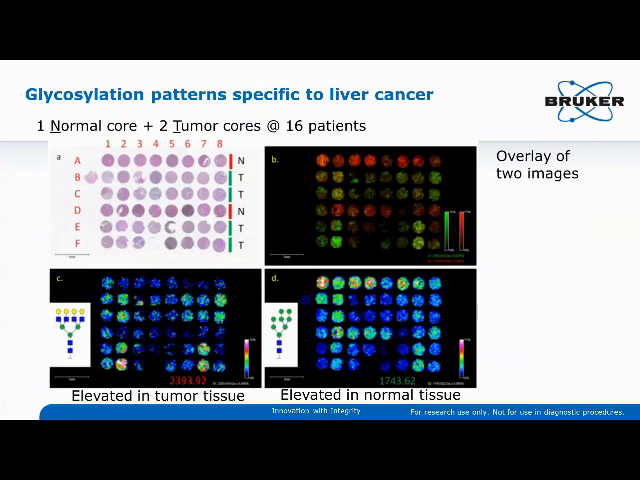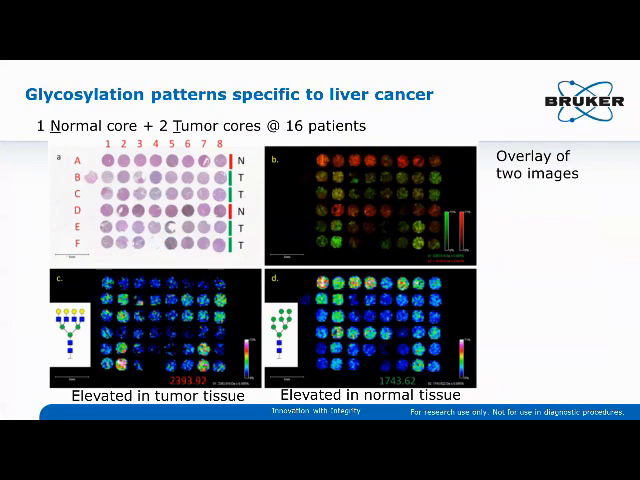So focusing now on a smaller biopsy, but more patients, tissue microarrays are a very nice way of getting access to large numbers of patient cohorts in a single measurement rather than multiple larger biopsies. So you can see here we've got the H&E section in the top left. We have one normal core and 2 tumor cores from 16 different patients in hepatocellular cancer.